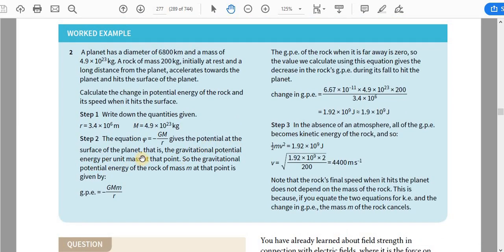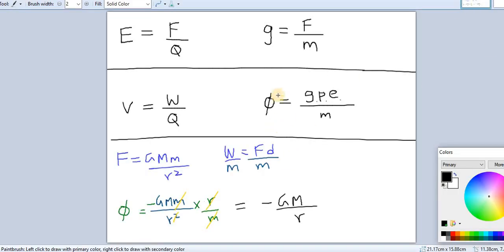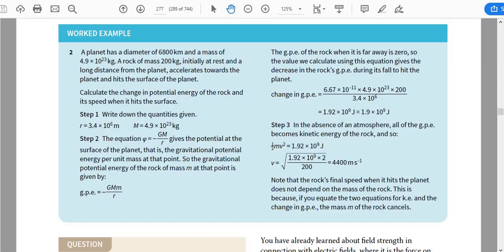This gives the potential at the surface of the planet, that is the gravitational potential energy per unit mass. I told you gravitational potential is equal to gravitational potential energy per unit mass, and I showed you where to get this equation. So we have minus GM over r squared, that is the gravitational potential per unit mass at the point. So the gravitational potential energy of the rock of mass m at that point is given by this one. Now this is the gravitational potential energy.